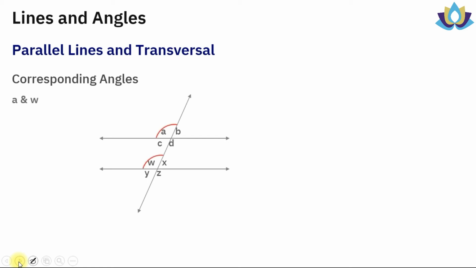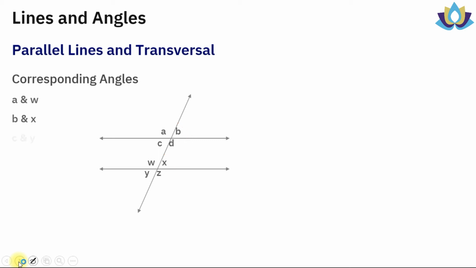Angle A and W, can you see that on the left hand side? They are called corresponding angles. Angle B and X, they can also be called corresponding angles. So with this we are done with two pairs of corresponding angles. In the same way, there are two more pairs possible. Can you find them out?